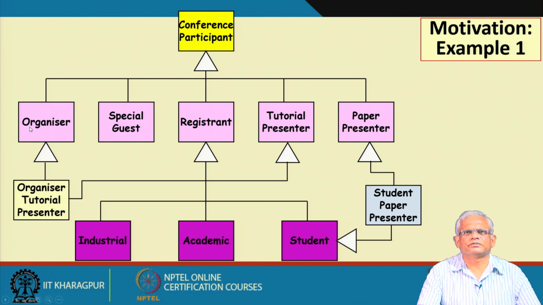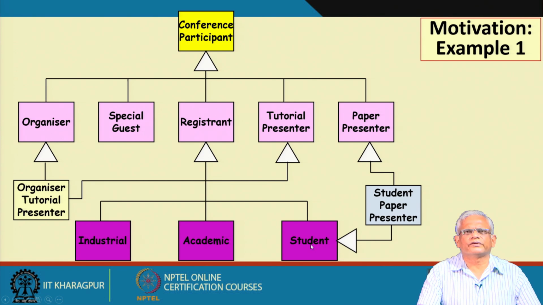The organizer of the conference, the special invited guests, the registrants who register for the conference, the tutorial presenters, the paper presenters. But then we found that the registrants can be three main types. One are registrants from the industry, registrants from faculty of different academic institutions, and also the students.